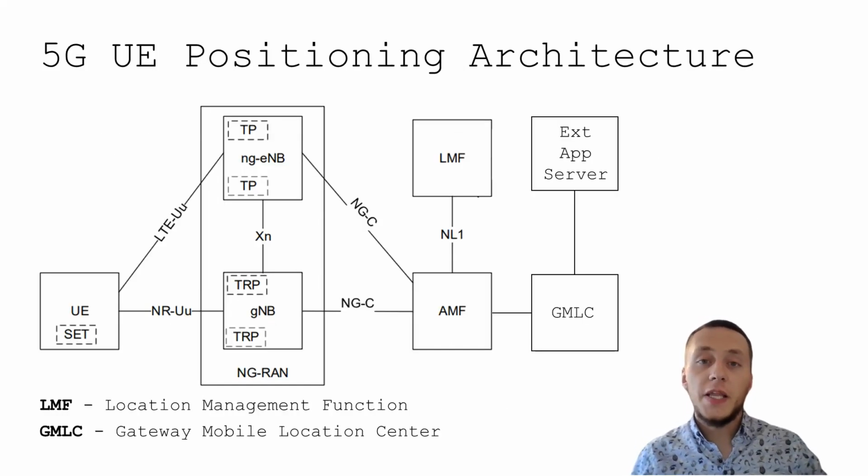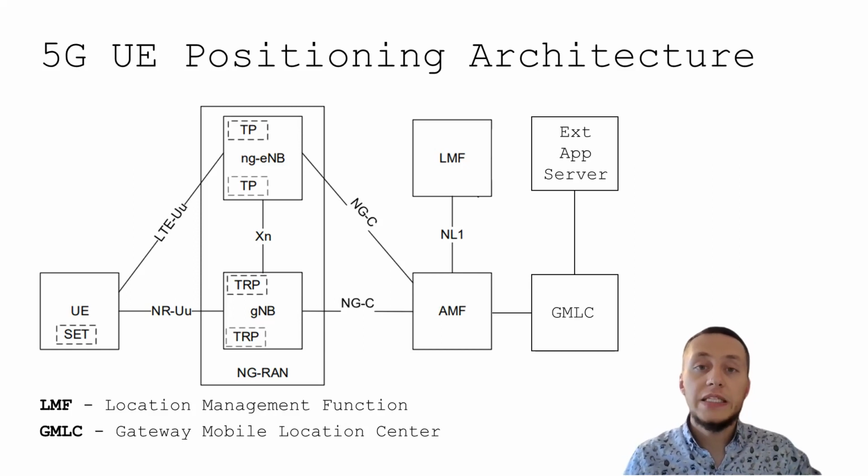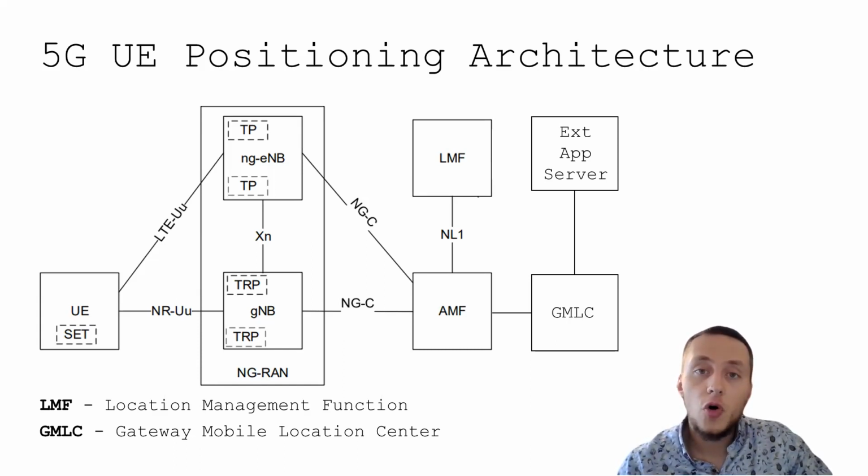The 5G architecture comes with the possibility to locate devices in the network. There are two specific functions in the core network: the location management function and the gateway mobile location center. And partially, the AMF is also responsible for positioning services.